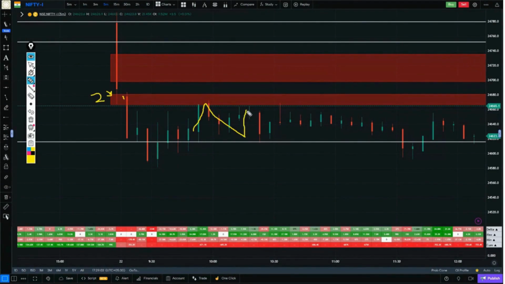The market again got stuck here. This very zone held pin to pin, and there was a downside movement. Again, the same zone held pin to pin, and again, there was a downside.